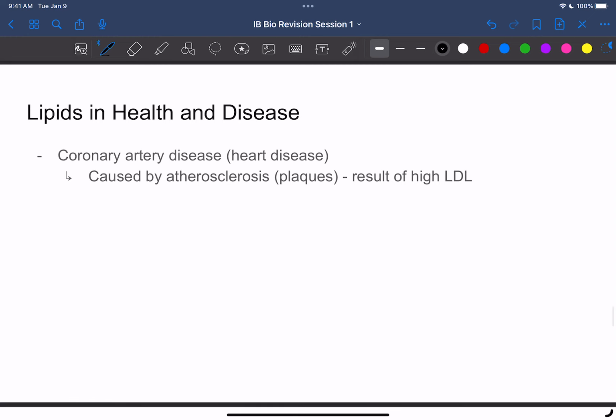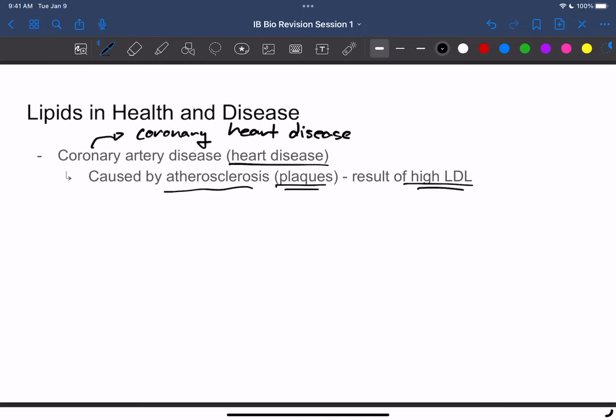One of them is called coronary artery disease, or another term you've probably heard of is coronary heart disease. So this is what people talk about when they say eating trans fats or saturated fats will increase your chance of heart disease. This is what they mean. This is caused by a very long word called atherosclerosis, or plaques. And these are blood clots, and they are a result of high LDL.